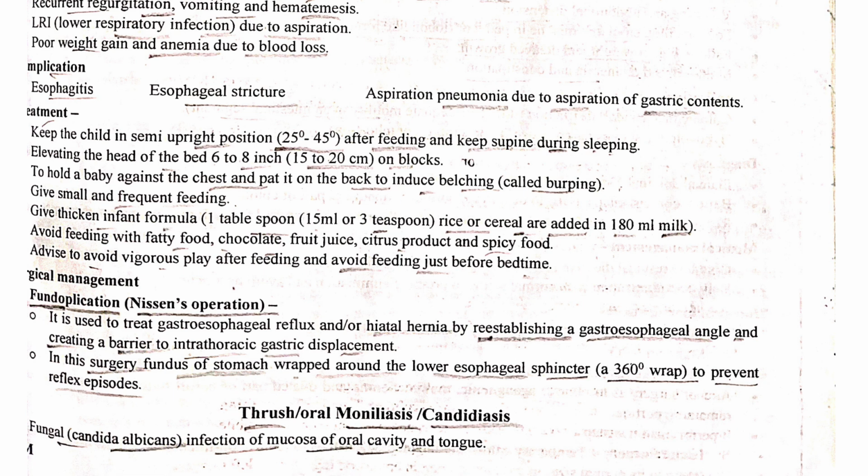Give small and frequent feeding. Give thickened infant formula: 1 tablespoon of rice or cereal is added per 30 ml, or 3 tablespoons in 180 ml of milk. Avoid feeding fatty foods, chocolate, fruit juice, citrus fruit, and spicy food. Advise to avoid vigorous play after feeding and avoid feeding just before bedtime.